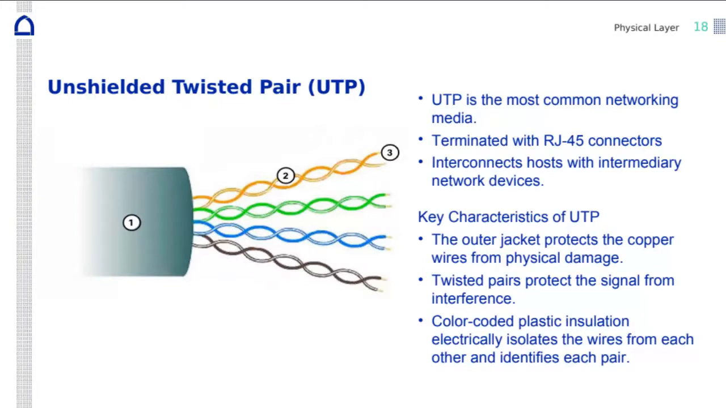The characteristics of UTP: the outer jacket protects the copper wire from physical damage, so that when you bend it, it's not cut. The twisted pairs protect the signal from interference. It has color-coded plastic insulation: brown, yellow, blue, green. Color-coded plastic insulation electrically isolates the wires from each other and identifies each pair.